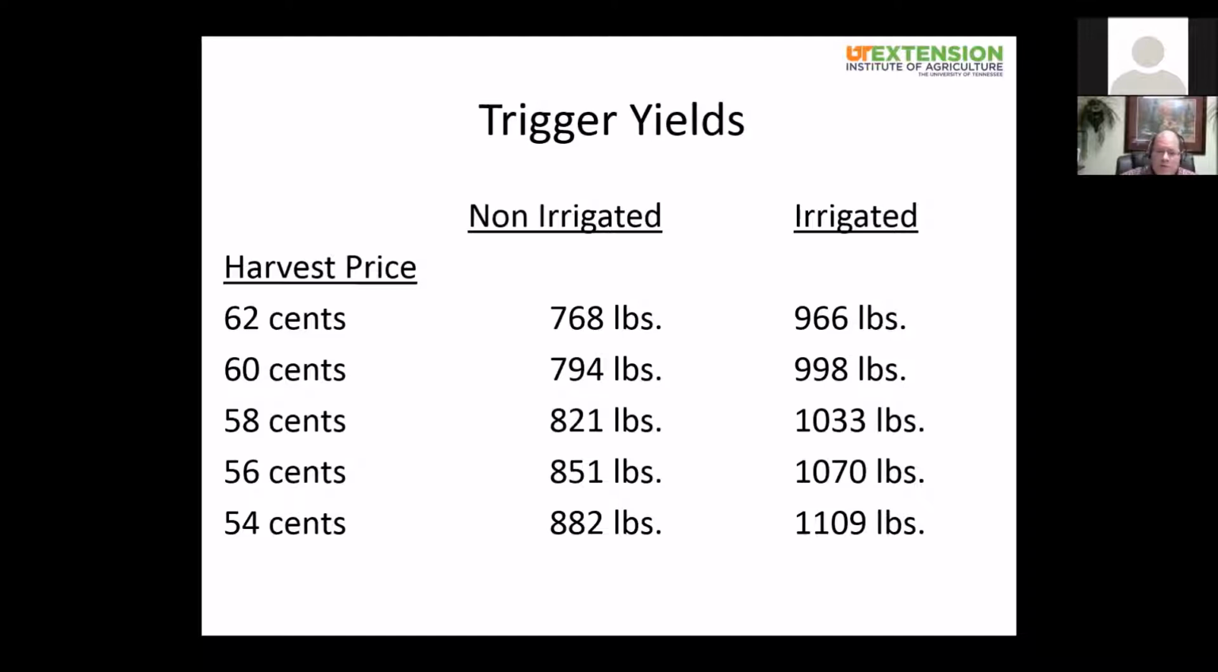So if prices were to drop, and this would be based off the October average of the December cotton price. That's how they would figure it in Tennessee. So if that price came in at 54 cents, then yields wouldn't have to drop much at all for there to trigger a payment.